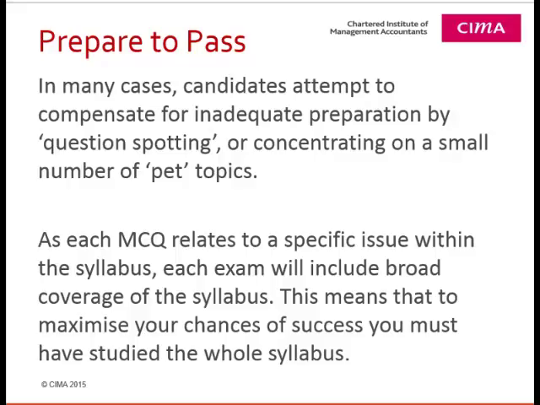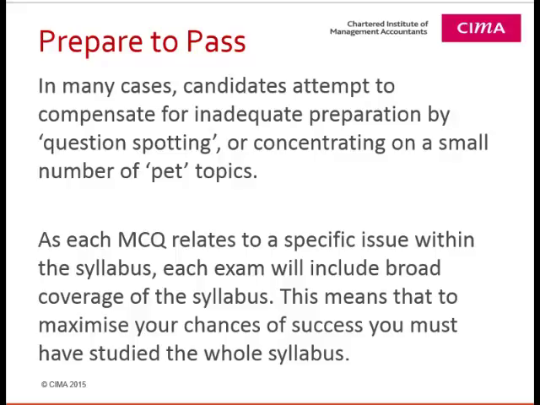So the first part we're going to look at is preparing to pass. As with any assessment, and the objective tests are another form of assessment, the golden rule for success is to prepare thoroughly. It's not unusual for a CIMA examiner to report that some candidates were not adequately prepared for the exam.